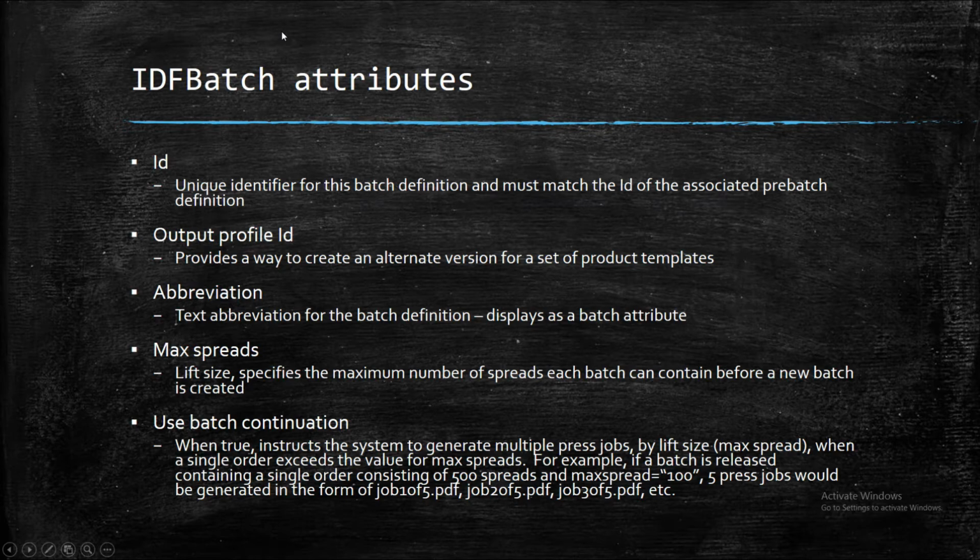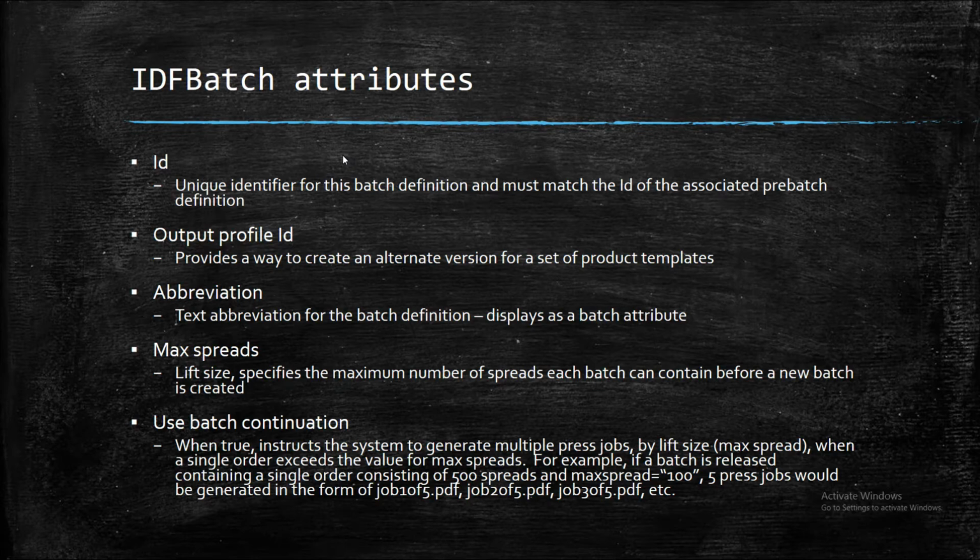Next, we have the abbreviation, which is just a text attribute where you can use that value to stamp in your batched output or use it on reports, things of that nature. And then we have max spreads, which is the lift size, and this specifies the maximum number of spreads that each batch can contain before a new batch is going to be created.